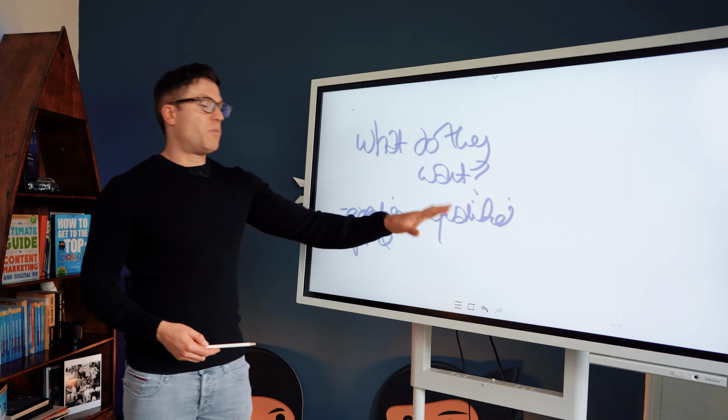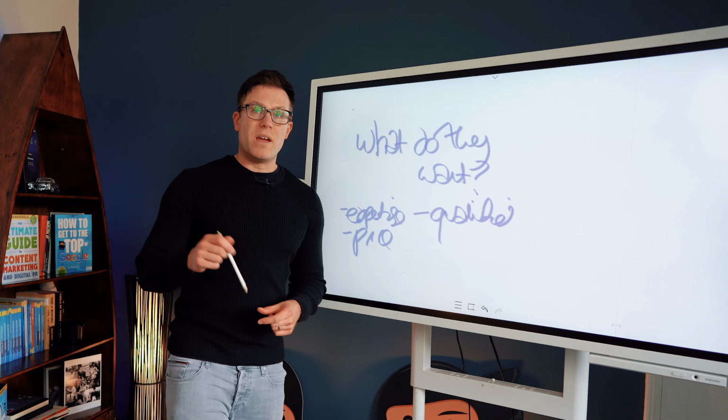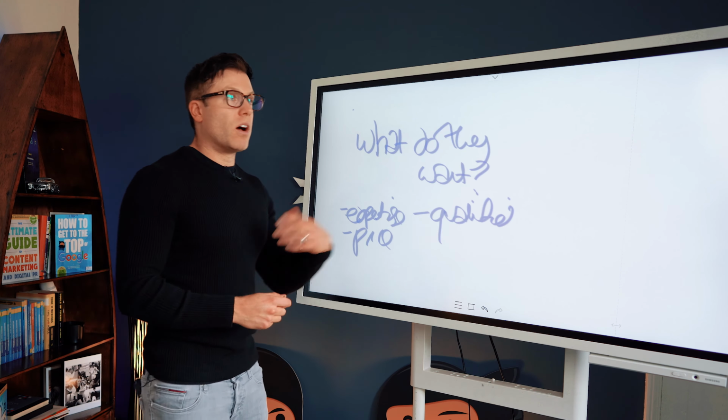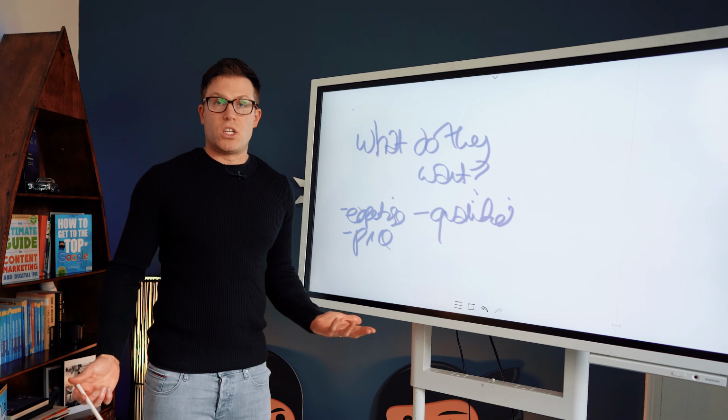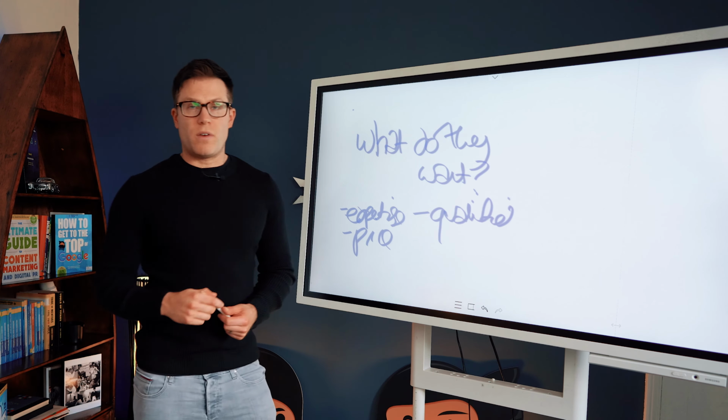So for example, if people don't know if they're qualified, PPI is a great one. Lots of people don't know if they had PPI, so they can't start a PPI claim because they just don't know if they're relevant. So what you'd do is you'd say, we find out if you've had PPI.